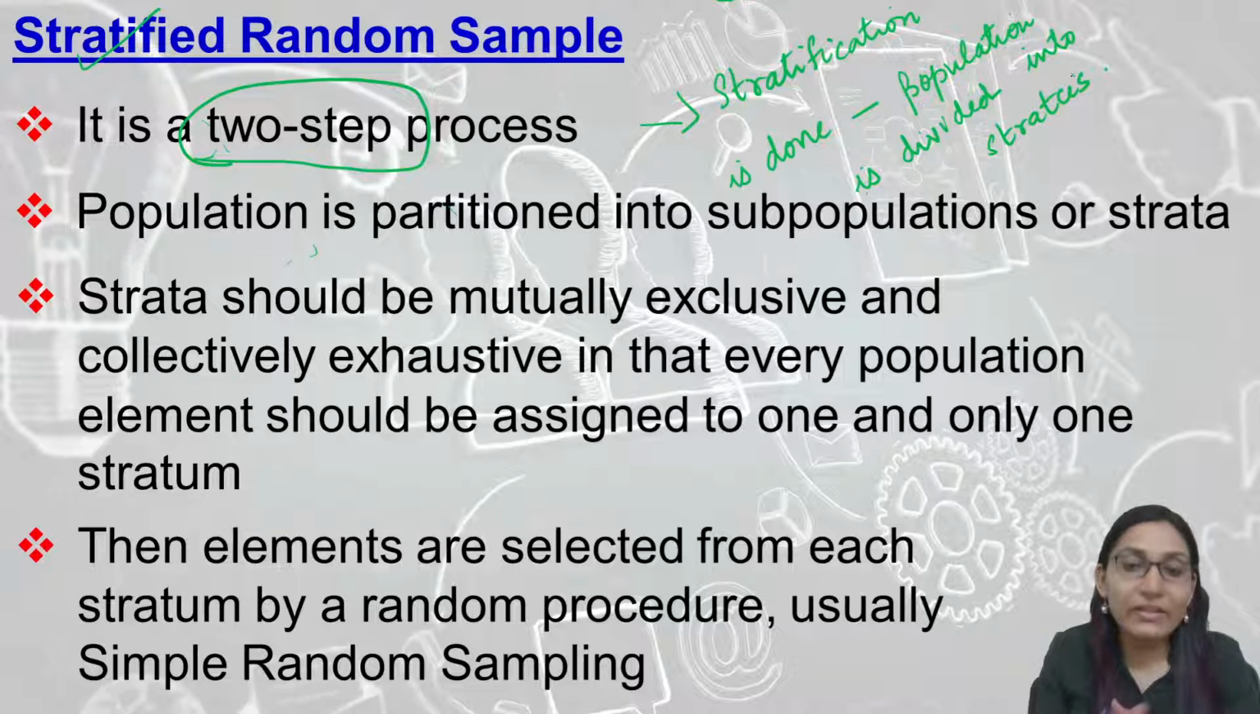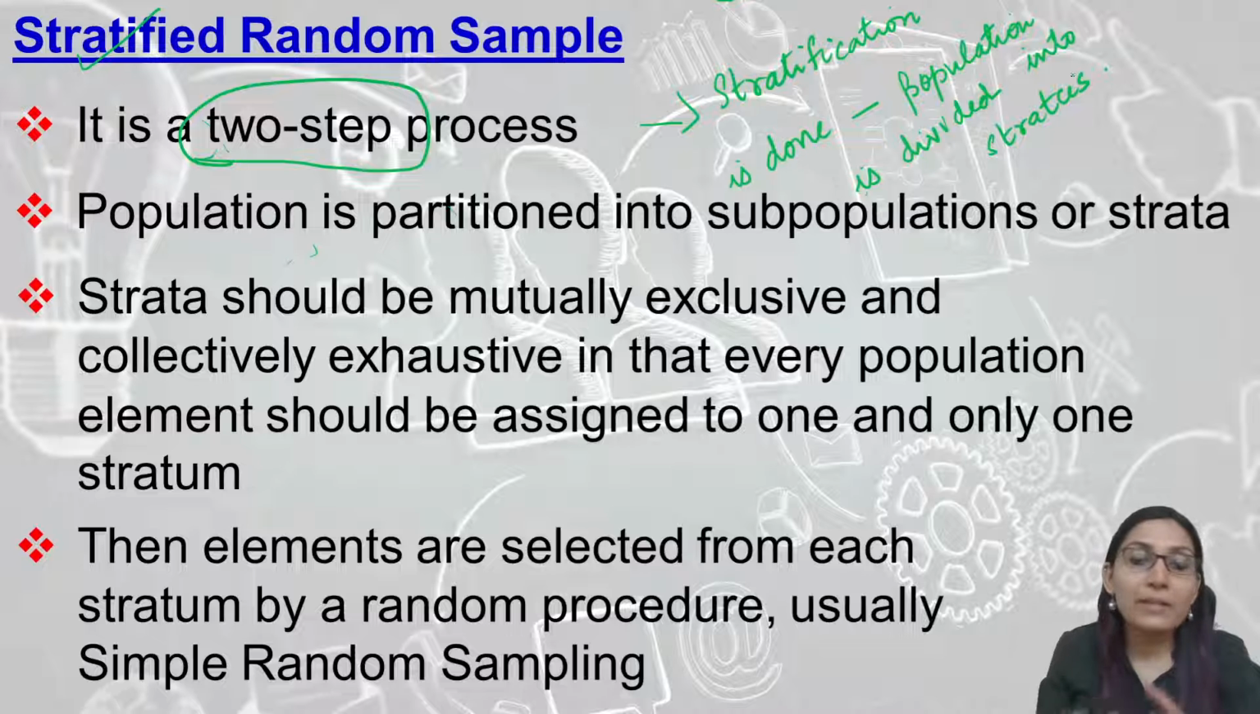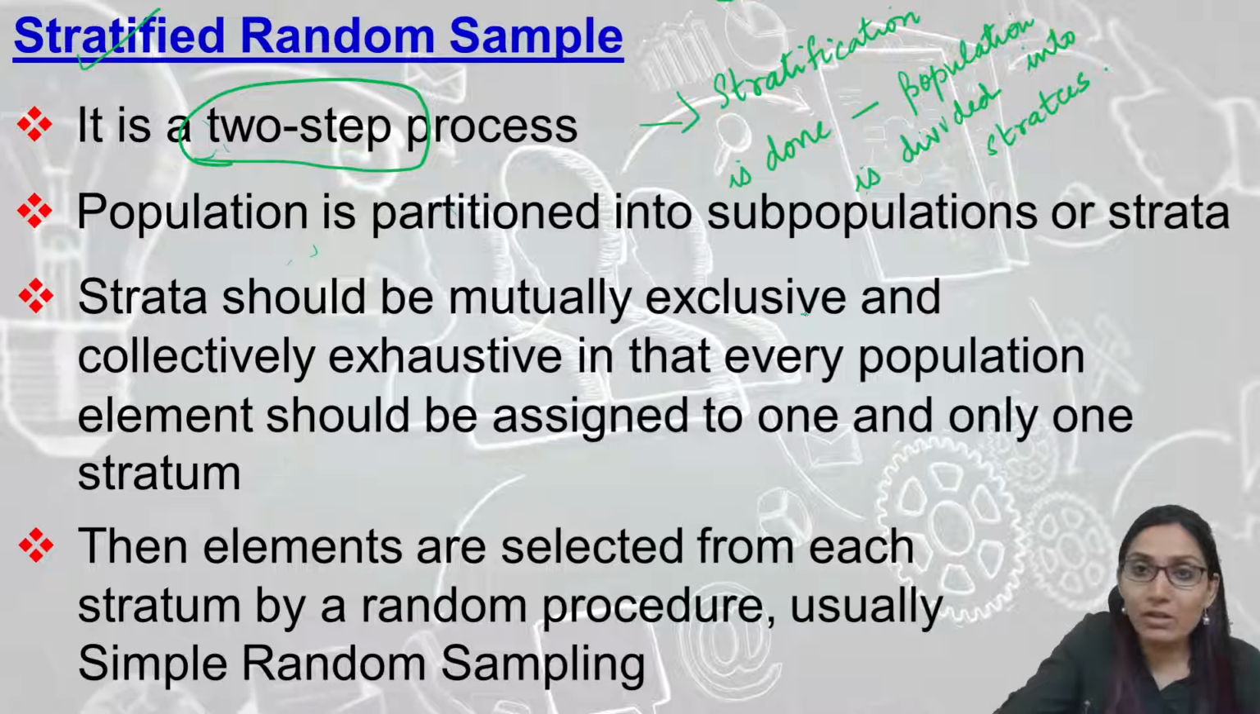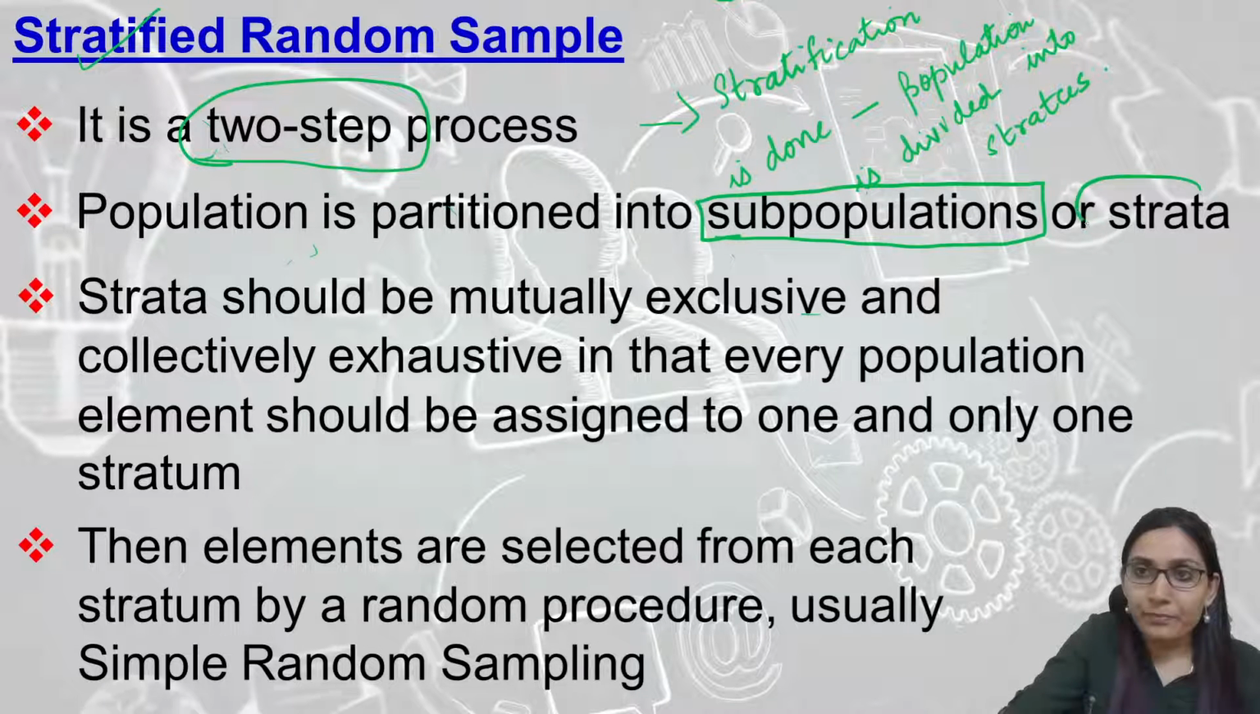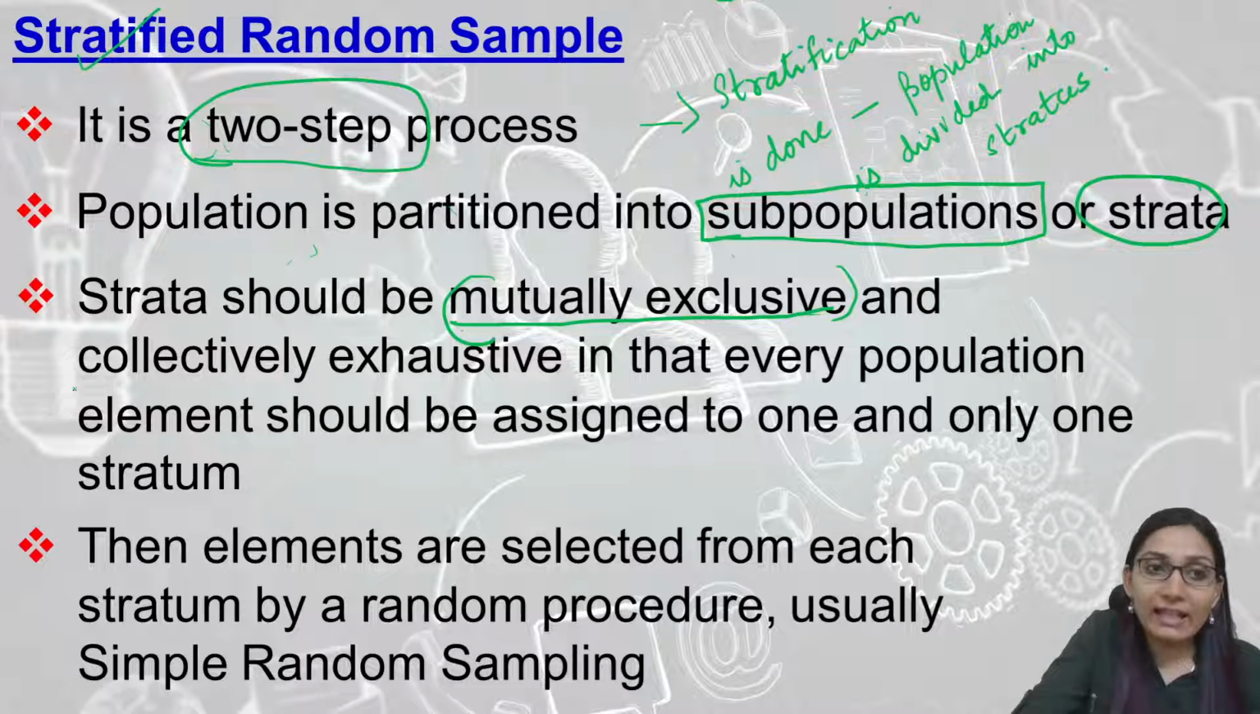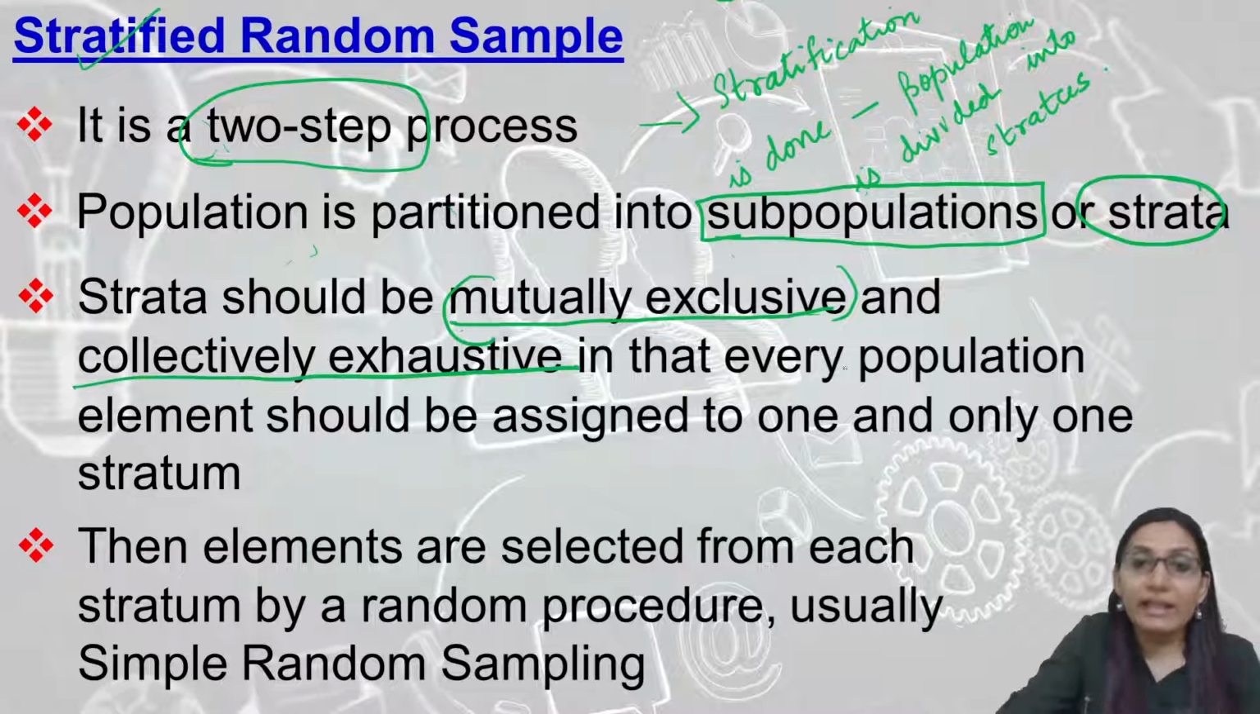So stratification is done, that is, the population is divided into various strata. The population is partitioned into subpopulations or strata. The strata should be mutually exclusive and collectively exhaustive, in that every population element should be assigned to one and only one stratum.